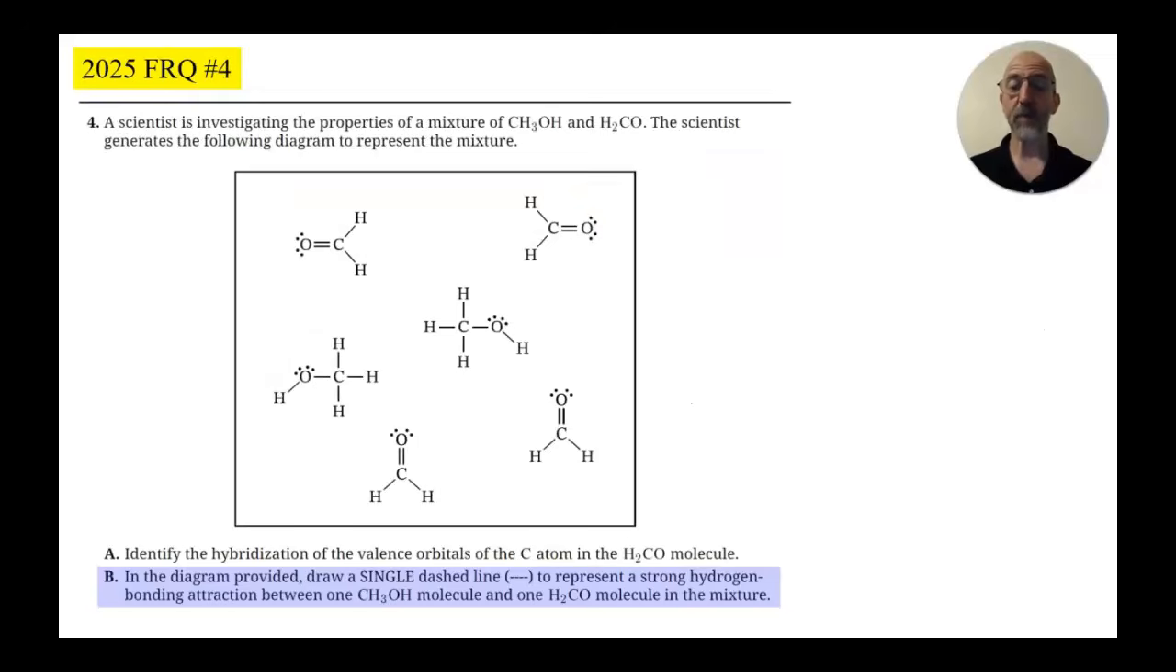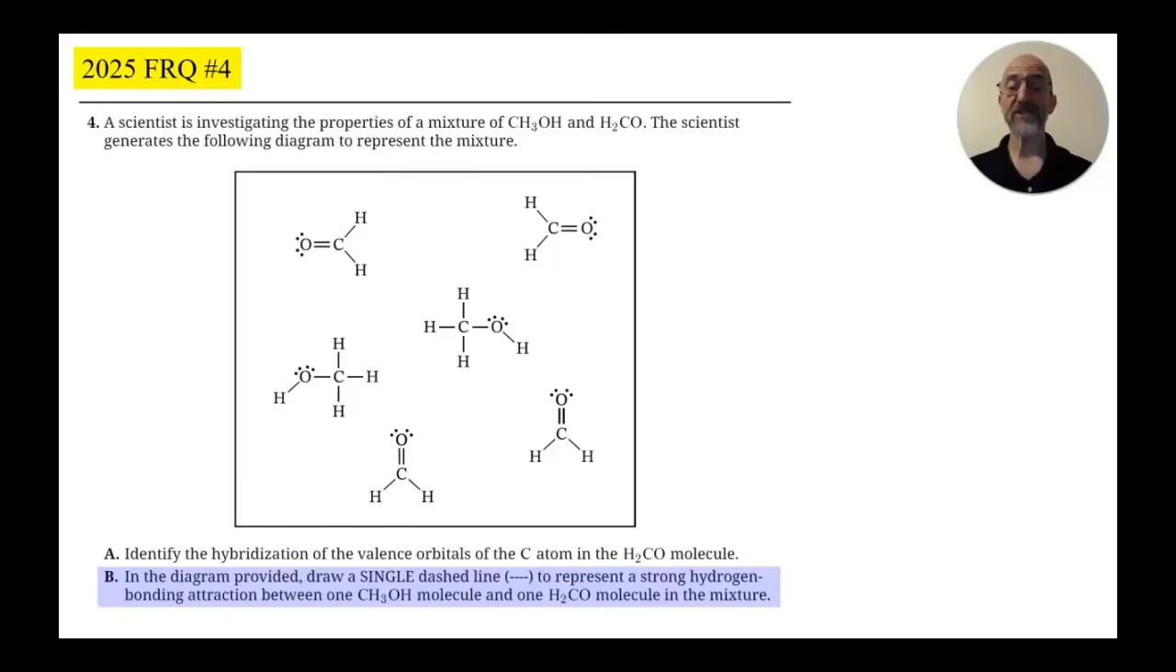All right, now our next one, we're going to go back to attractive forces between particles. We've already looked at ion dipole attractions. So in other words, the attraction between ions and polar water molecules. Now I see several molecules in this diagram. We have a mixture of CH3OH and H2CO. And the question says we have to draw a single dashed line, which means don't draw 2, don't draw 3, just draw 1, to represent a strong hydrogen bonding attraction between one molecule of CH3OH and one molecule of H2CO.